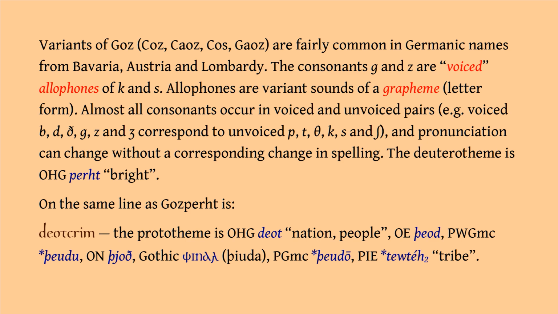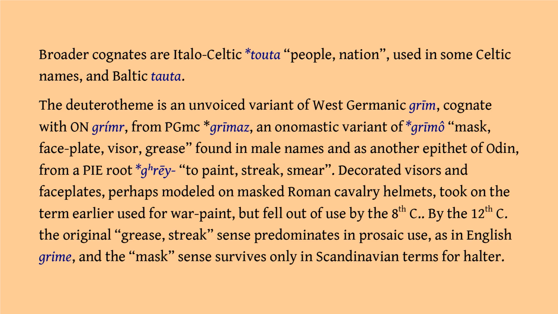On the same line as Gospert is Deatkrim. The proto-theme is Old High German Deot, nation, people. Old English third, Proto-West Germanic Therdu, Old Norse Thjoth, Gothic Theuda, Proto-Germanic Theotho, Proto-Indo-European Teota, tribe. Broader cognates are Italo-Celtic Tauta, people, nation, used in some Celtic names, and Baltic Tauta.